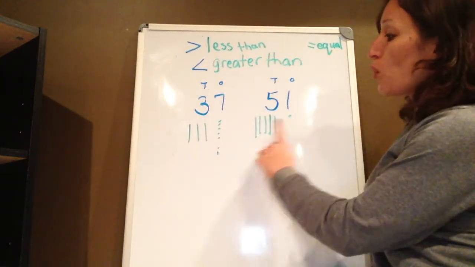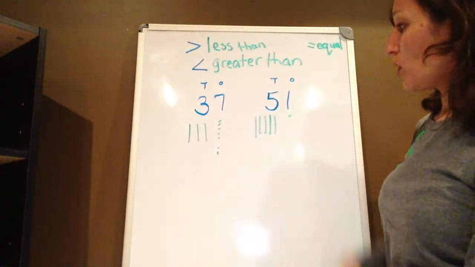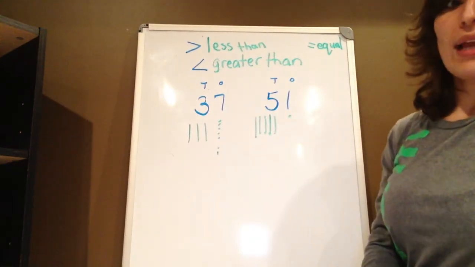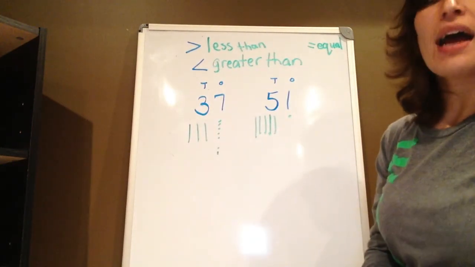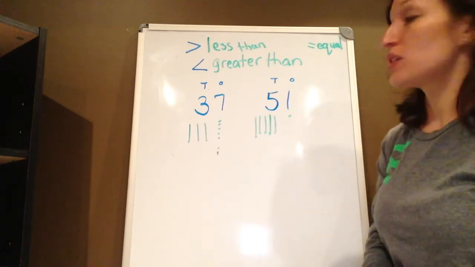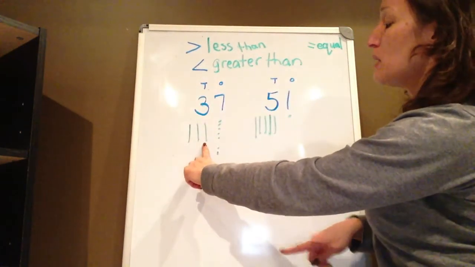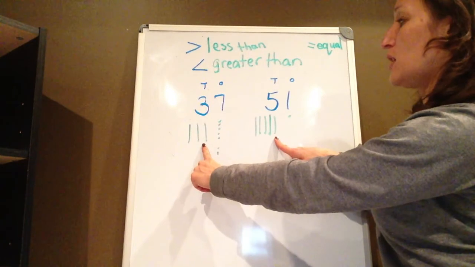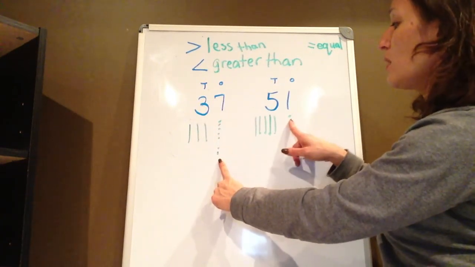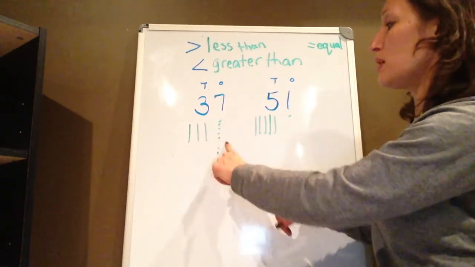If I look at the ones first, I could get tricked and think that this number is greater, because it has more ones than this number. But I know that I cannot look at the ones first. I have to look at the most powerful place value, which is always the number on the left. The tens. This number has 3 tens. This number has 5 tens. So even though this one has more ones, this one has more tens, and tens are more powerful than ones.